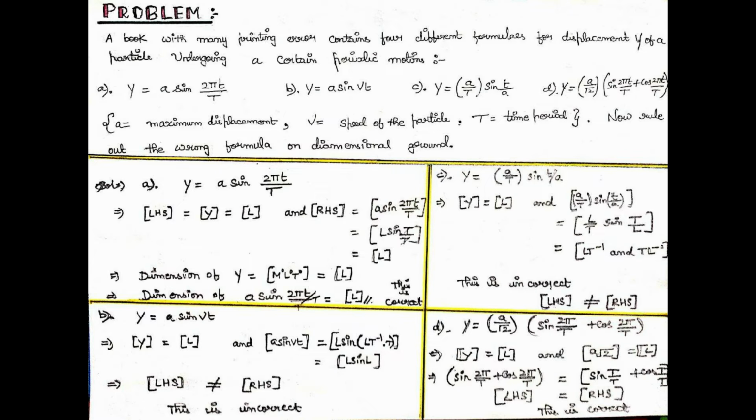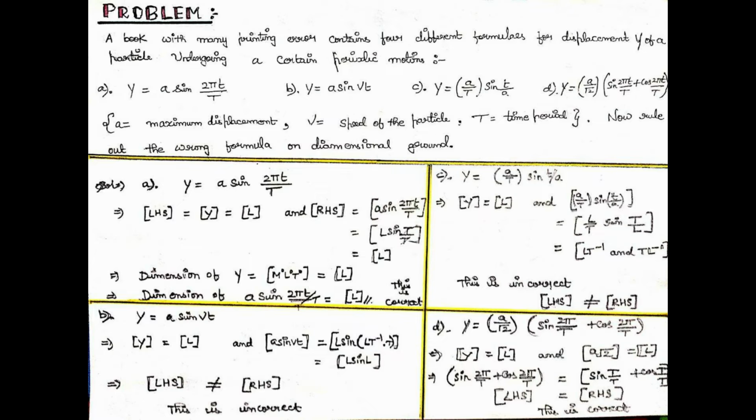Option B: y equals a sine vt. From the first option we already know that y is L in square brackets, and a sine vt we have to convert. After converting, a is also L, and velocity we can write as L T power minus 1, into the given t. From here, the T and T power minus 1 will be cancelled, and we get the final answer on the RHS as L sine L. From here we can notice that the LHS and RHS are not equal, hence this is incorrect.